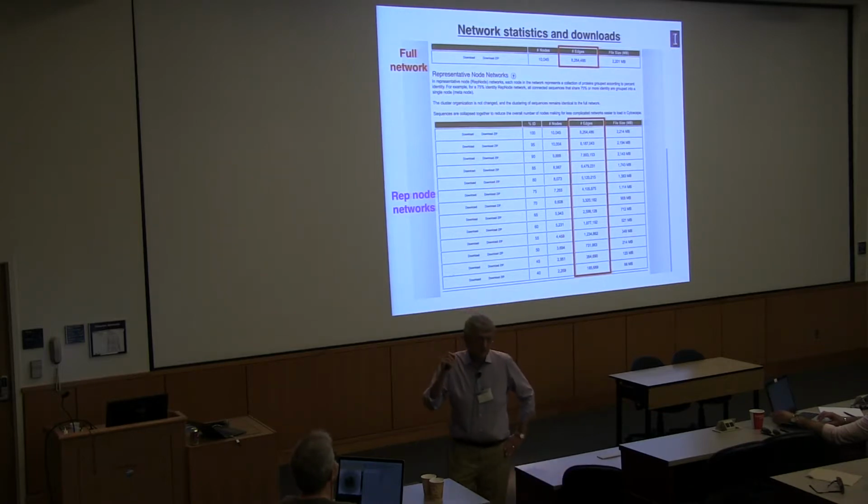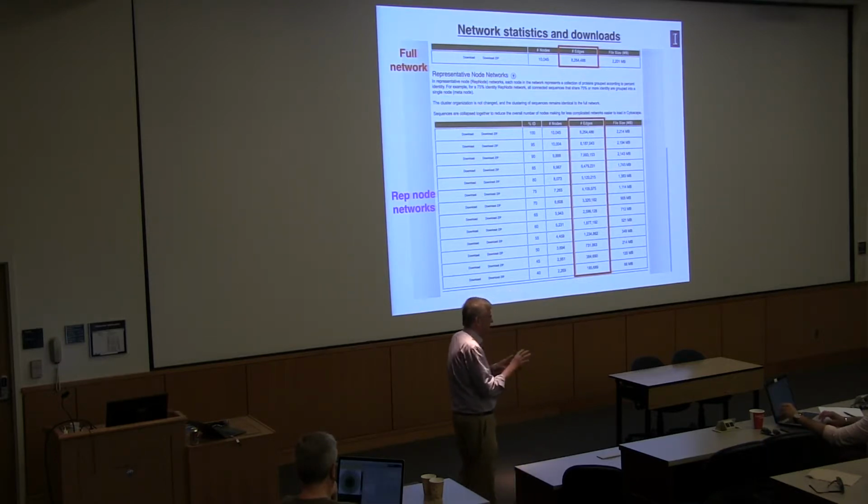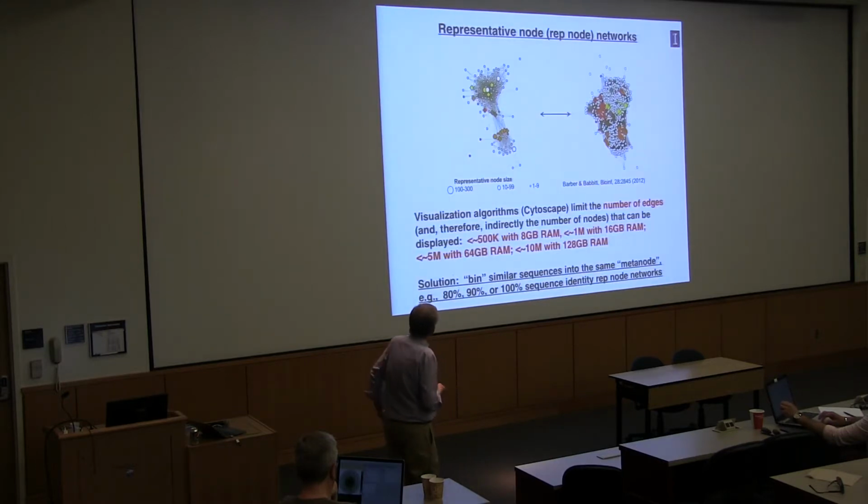And the number of edges that can be drawn depends upon the RAM that's available on your computer. So if you want to work with these, you've got to be able to download a network that you can open. And so this provides you with the ability to download networks where sequences have been grouped by different levels of sequence identity. Of course, as you go down to 80, 70, 60, 50, 40, the resolution of your sequence similarity network is going to decrease because you're combining sequences that are sharing these low levels of sequence identity. Okay, so these are representative node networks.